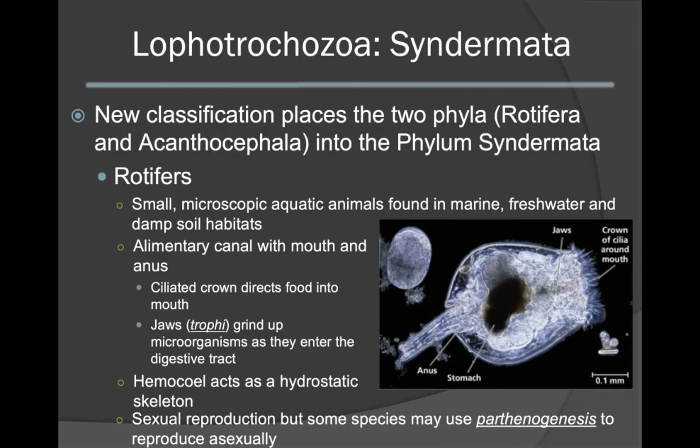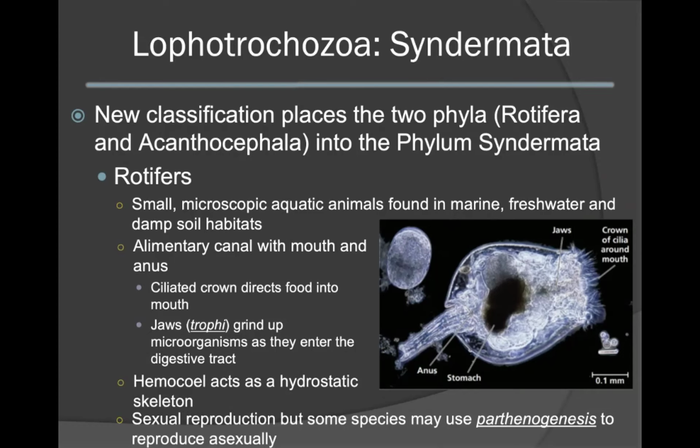The next major group that we will look at are the Syndermata. These are also part of the Lophotrochozoans. Also note that this is a newly revised classification. The phylum Syndermata now represents the rotifers as well as the acanthocephalans. Rotifers are small microscopic aquatic animals that can be found in marine, freshwater, and damp soils.